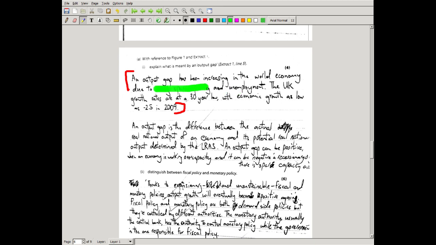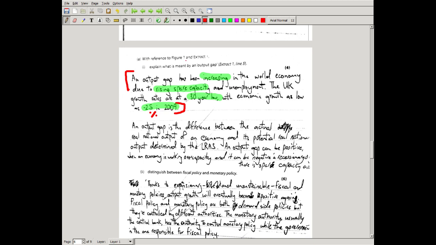Rising spare capacity. So that is an application mark. Has been increasing. The UK growth rates are at a 30-year low. And the application: the economic growth as low as -2.5 in 2009. So -2.5, that's per percentage, of course. So right from here to here, I've mentioned 3 different points. It has been increasing in the world economy. I've also mentioned why, due to rising spare capacity and unemployment. Both of the points which are mentioned in the extract above, if you take a look at it.